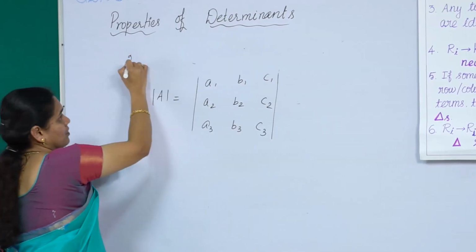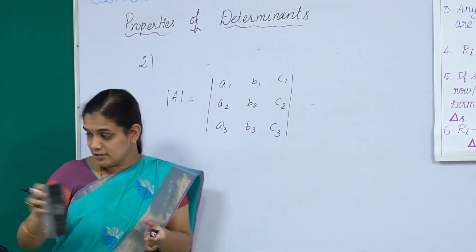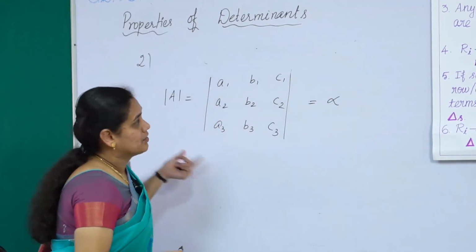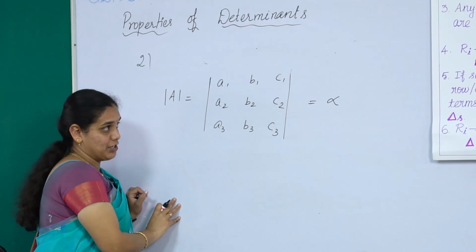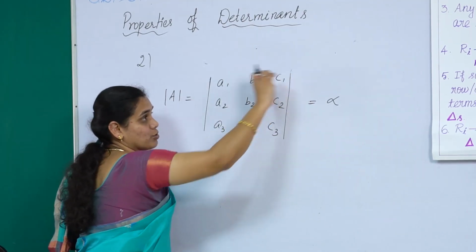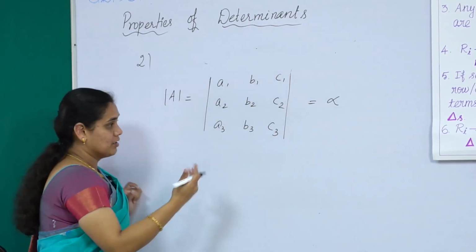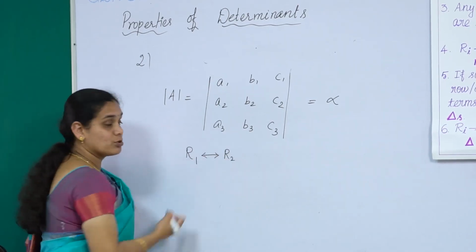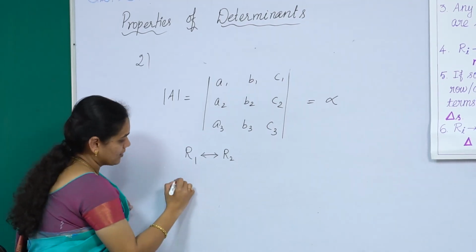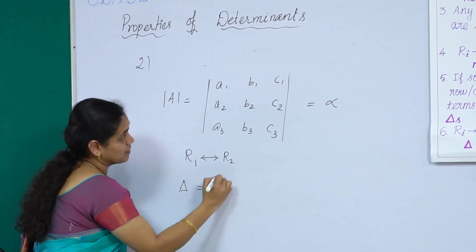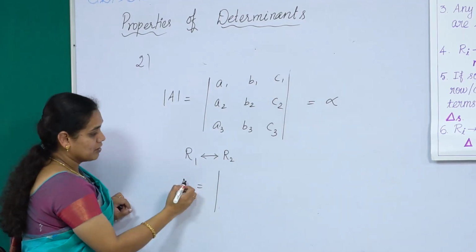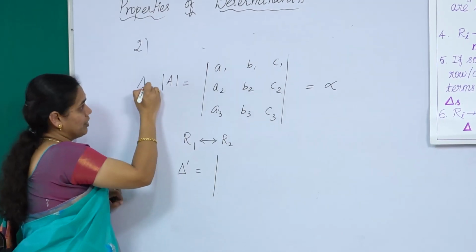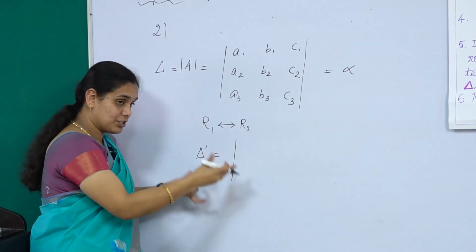This is the second one. Let us take the same determinant and when we evaluate, we get alpha. Now I wish to interchange row 1 and row 2 or row 1 and row 3. So it's up to us. We will interchange R1 with R2 and R2 with R1. So we get a new determinant. Let it be delta dash. This is delta and this is delta dash, the new determinant now.